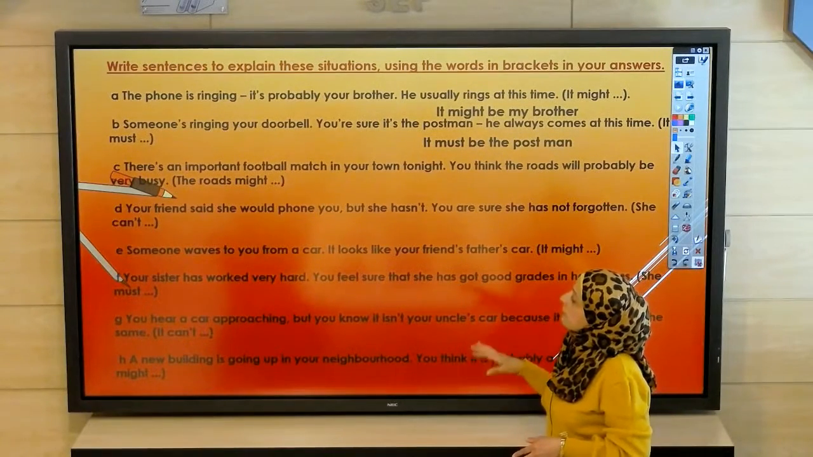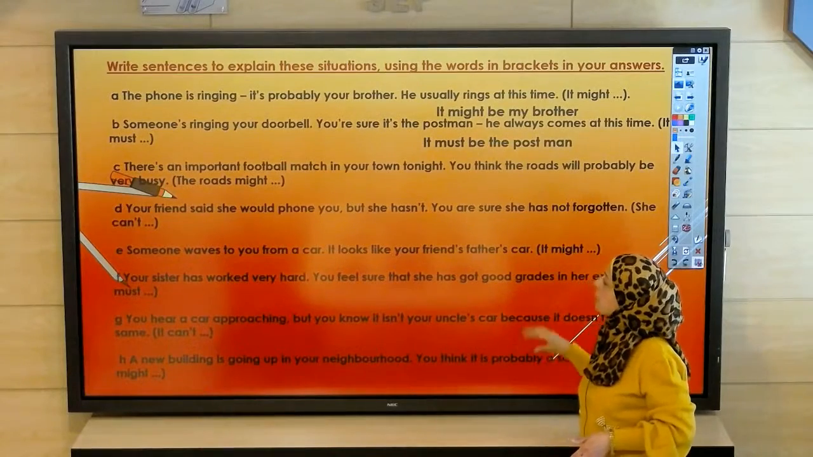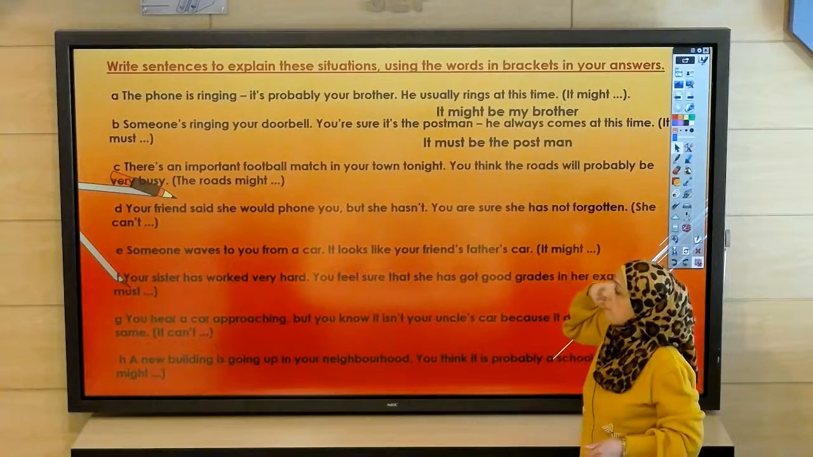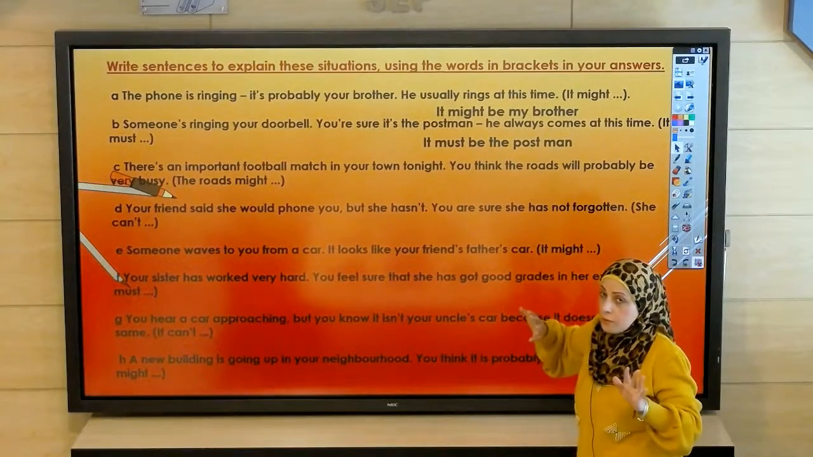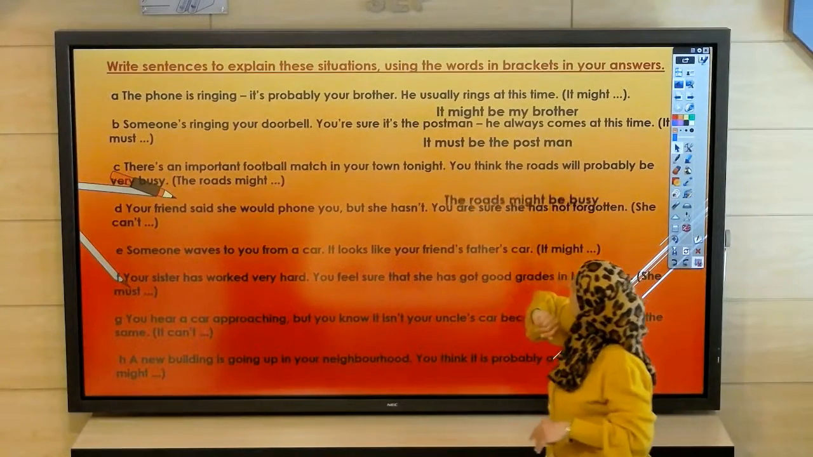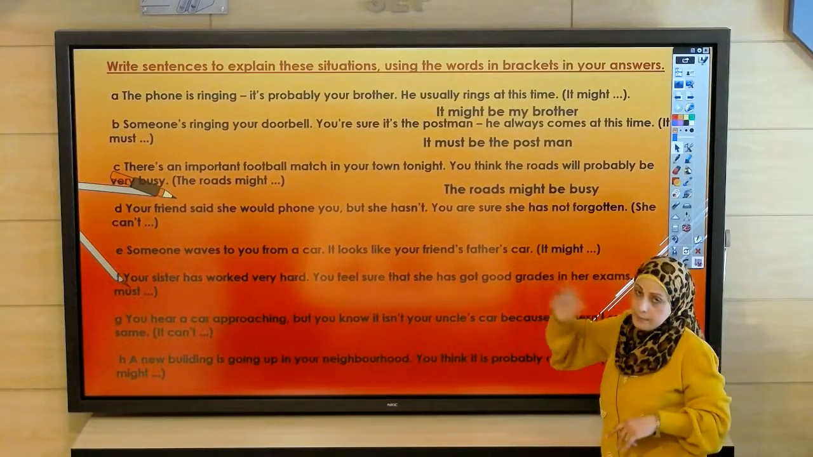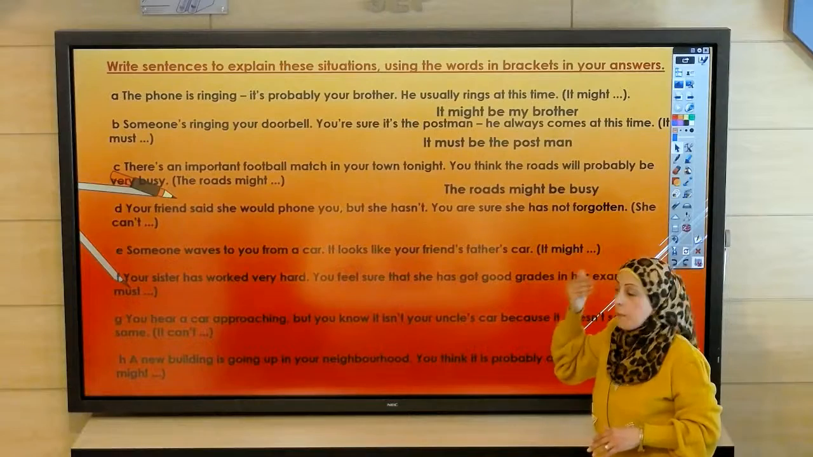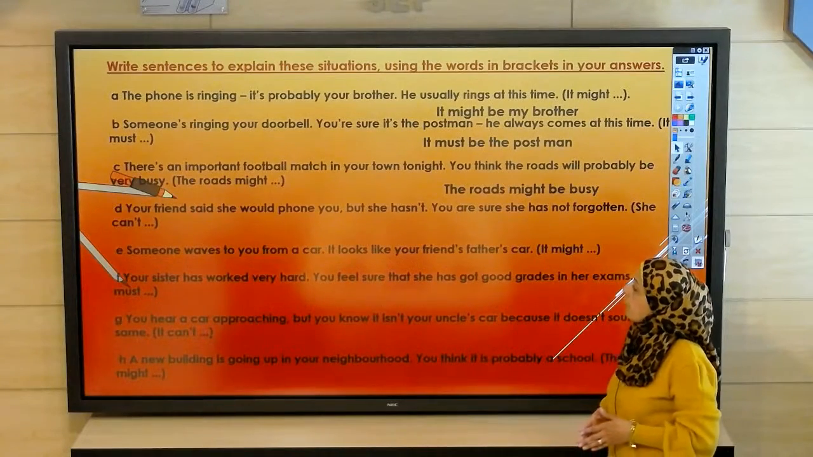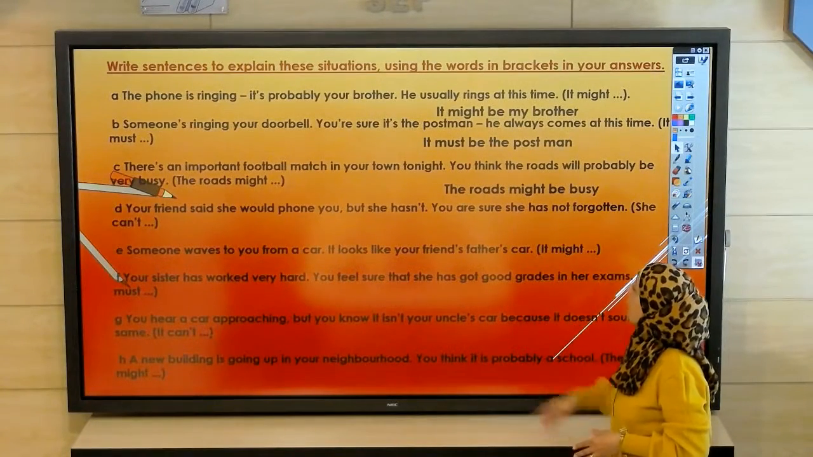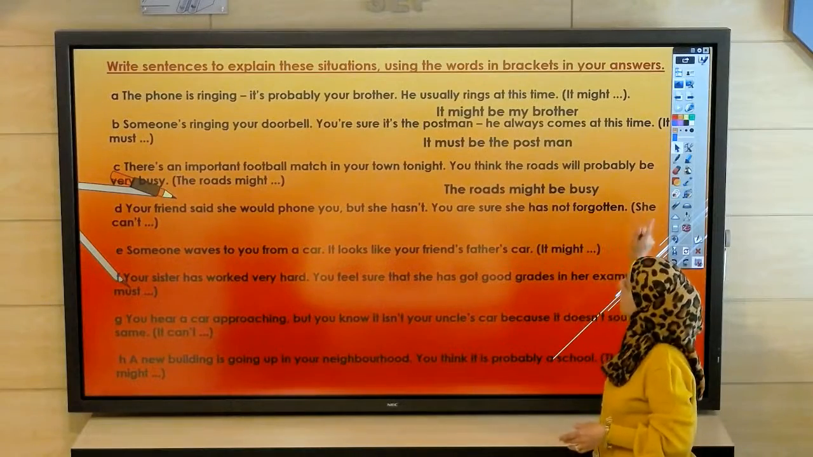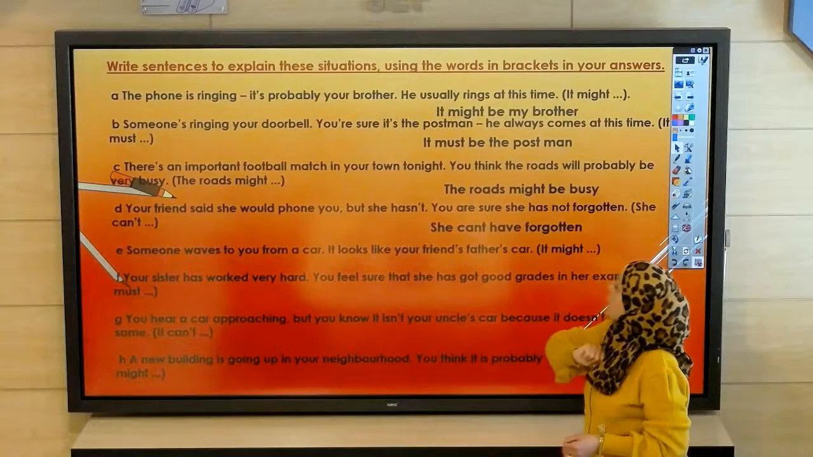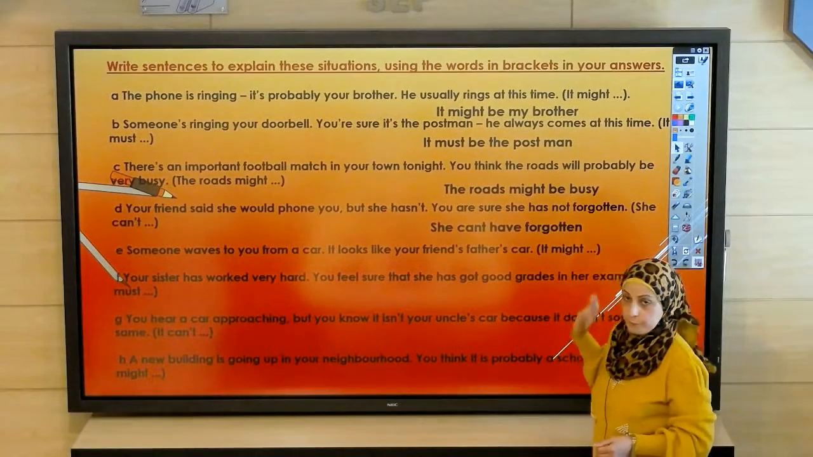C. There is an important football match in your town tonight. You think the roads will probably be very busy. So you are not sure, okay? The roads might be busy. D. Notice here our sentence in the past. Your friend said she would phone you, but she hasn't. You are sure she hasn't forgotten, so she can't have forgotten.